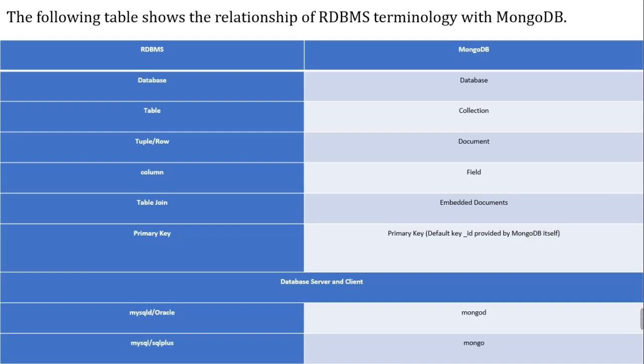Database server and client: in MySQL and Oracle, the server is MySQL or Oracle, and the client is MySQL or SQL*Plus. Here in MongoDB, the server is mongod and the client is mongo.